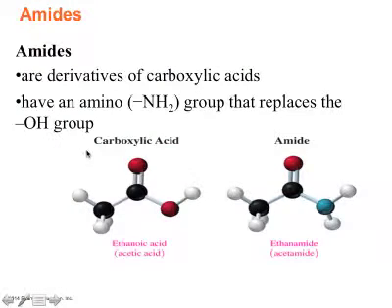Amides, derivatives of carboxylic acid. So as I said before, take the OH off of carboxylic acid and replace it with an amine right here. So two carbons, ethanamide. This would be ethanoic acid. Now it's ethanamide. So we're going to drop the E off of the alkane name and add amide.